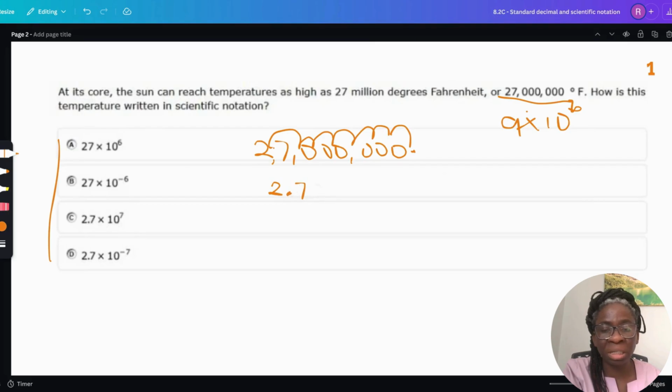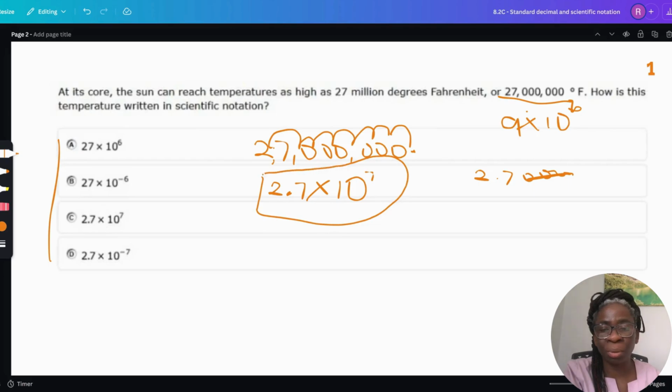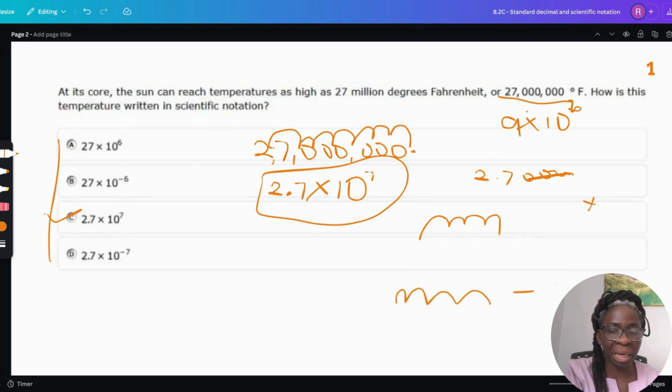So this will be 2.7 times 10 to the power, how many times again? 1, 2, 3, 4, 5, 6, 7. 10 to the power 7. You know that when we have 2.70000, we can decide not to write all these zeros. So the answer will be 2.7 times 10 to the power 7, because we moved the decimal 7 times. Mind you, when you are moving from right to left, the power will be positive, but when you are moving from left to right, that's when it will be negative. So don't mistakenly choose this one.